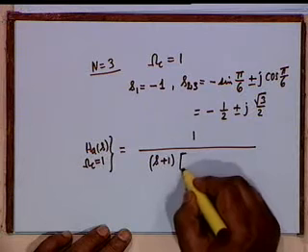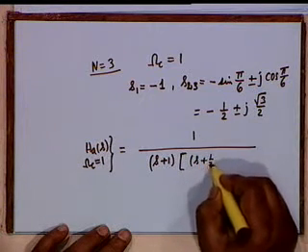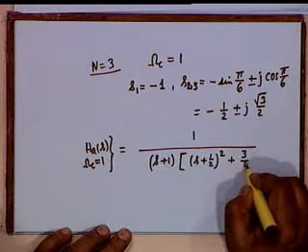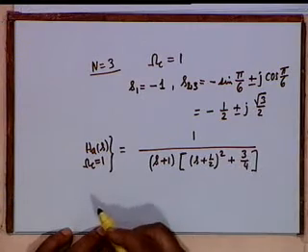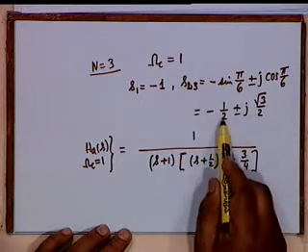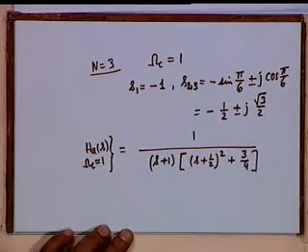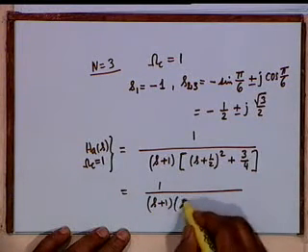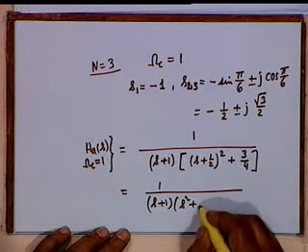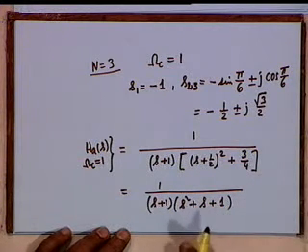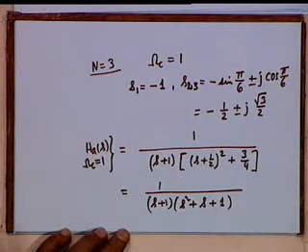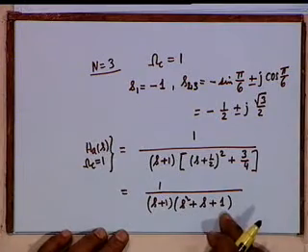Then can I write this as S plus half whole squared plus 3 by 4, agreed? I have two factors: S plus half plus j root 3 by 2, and the other factor is S plus half minus j root 3 by 2. So, this is what it is, 1 by S plus 1, and this factor you can very easily see is S squared plus S plus 1. So, the third order Butterworth polynomial has the two factors S plus 1 and S squared plus S plus 1.